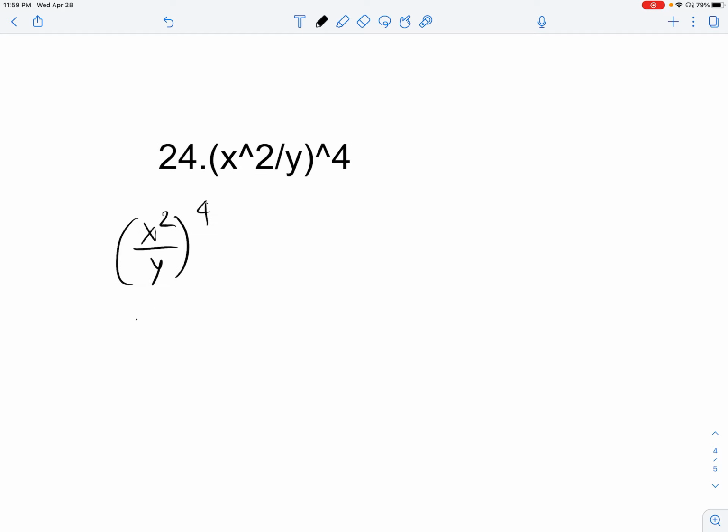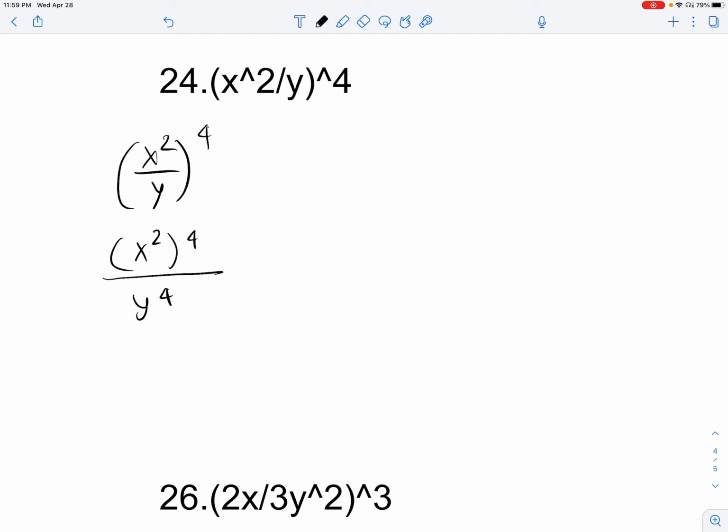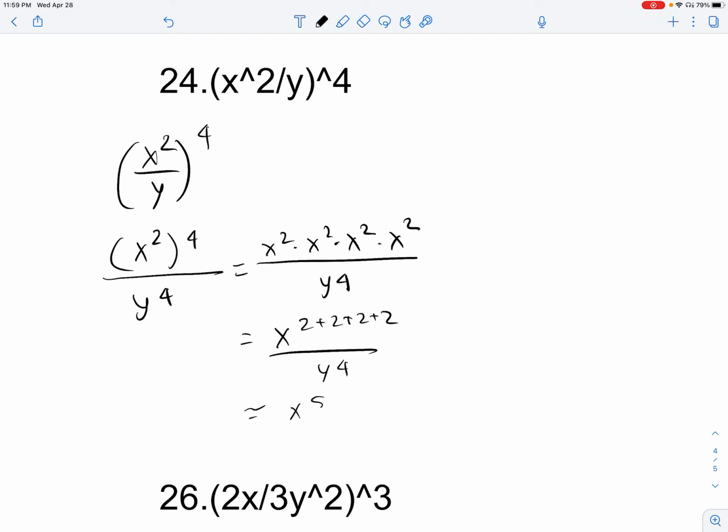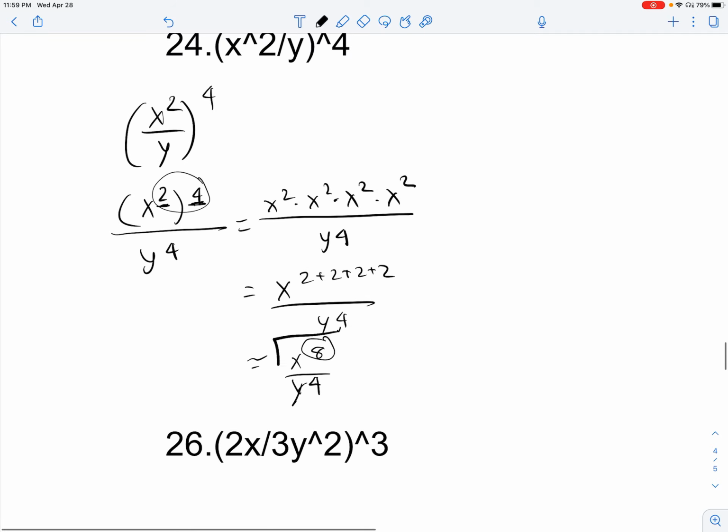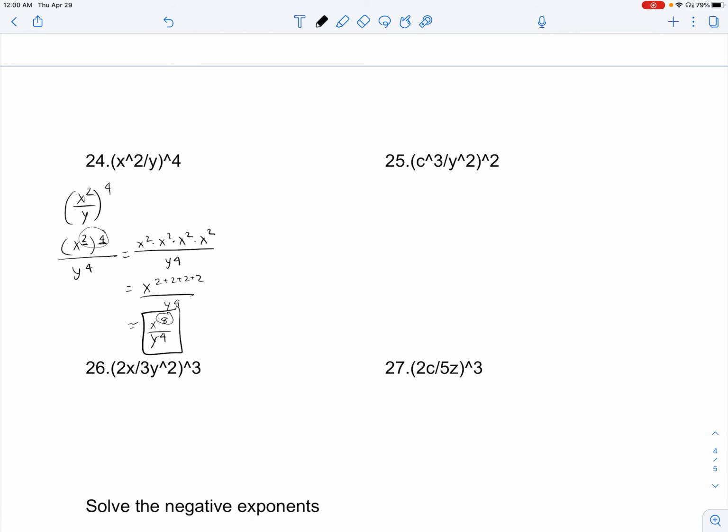Moving on, you have x squared over y to the 4th power, all to the 4th power. Well, x squared to the 4th power is just x squared times x squared times x squared times x squared over y to the 4th. Now you just add all of these together and you get x to the 2 plus 2 plus 2 plus 2, over y to the 4th. You get x to the 8th over y to the 4th. Now, you can see that if you just multiply 2 times 4, you get the same answer. But our result is x to the 8th over y to the 4th.